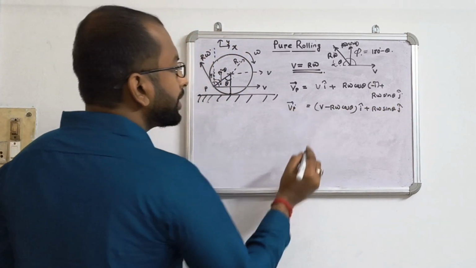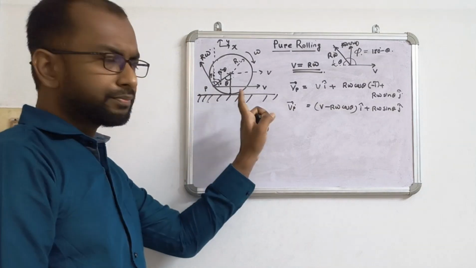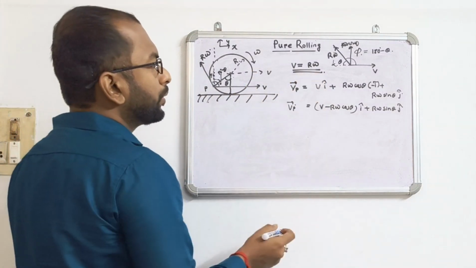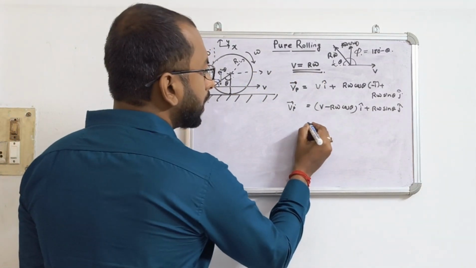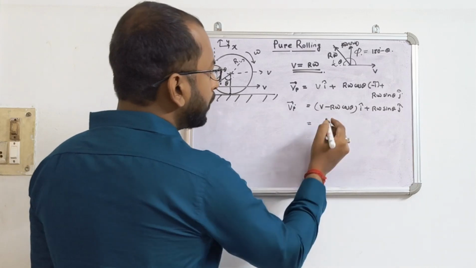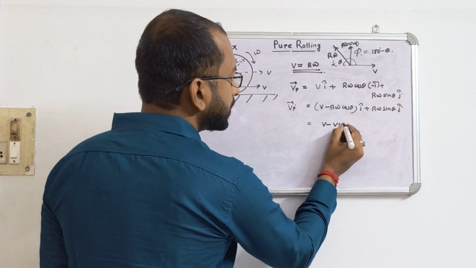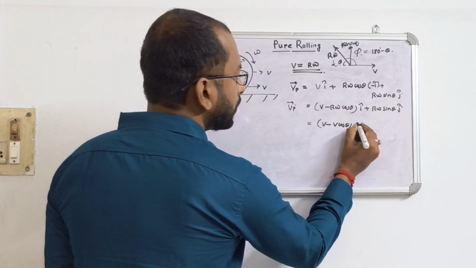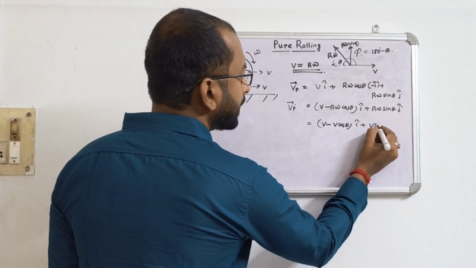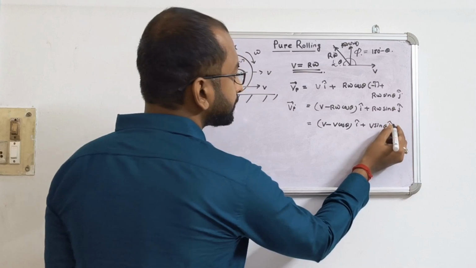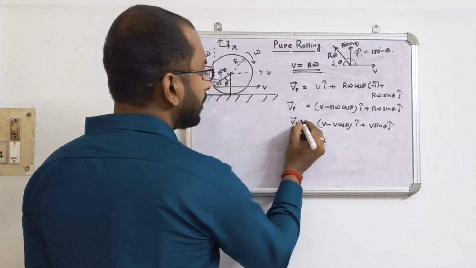But as I told, it is having pure rolling, then v is equal to r omega. So you can easily write in terms of v only, all the velocities. We can write that v minus v cos theta into i plus v sin theta into j. That is the total velocity of the particular point.